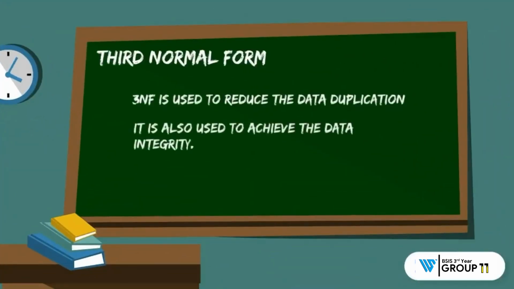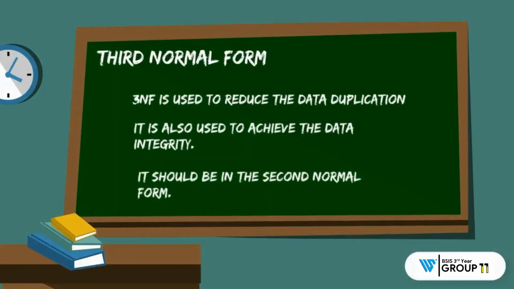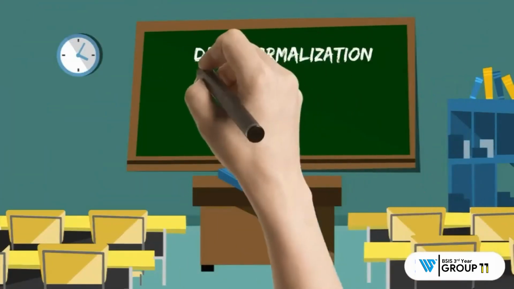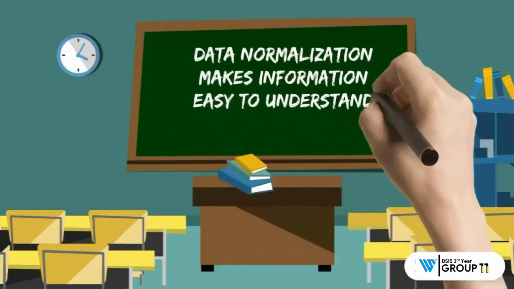Third normal form. 3NF is used to reduce the data duplication. It is also used to achieve data integrity. It should be in the second normal form. Data normalization makes the information easy to understand and retrieve.